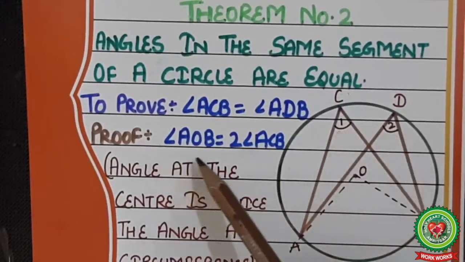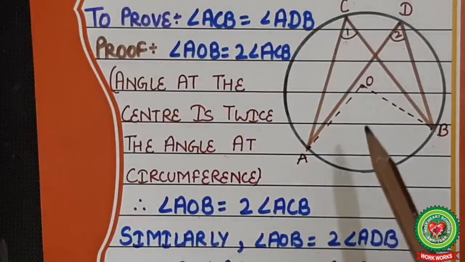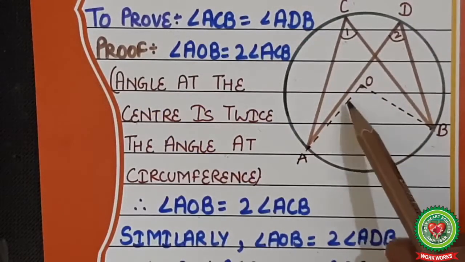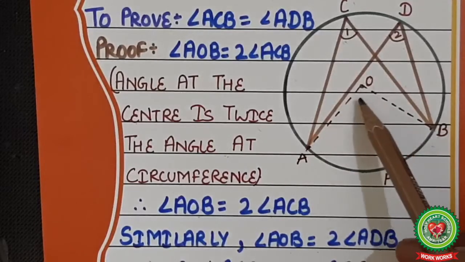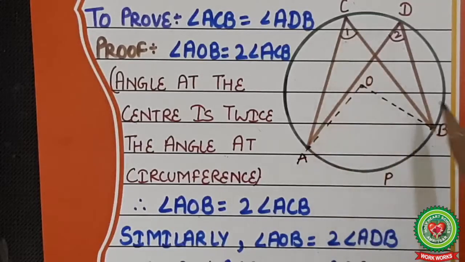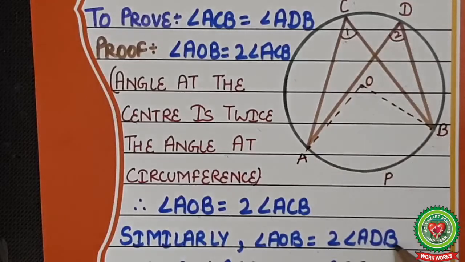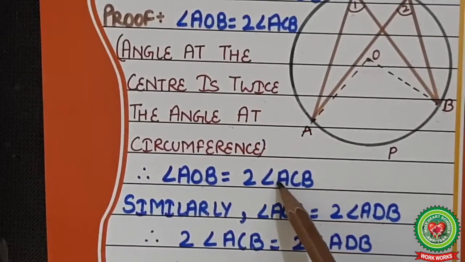Now see the proof. Students, according to theorem number 1, the central angle is 2 times the circumference angle. So from the figure, we can see that angle AOB is the central angle, which is 2 times angle 1, meaning 2 times angle ACB. Similarly, angle AOB is 2 times angle ADB also. So from here, we can conclude that twice angle ACB is equal to twice angle ADB.